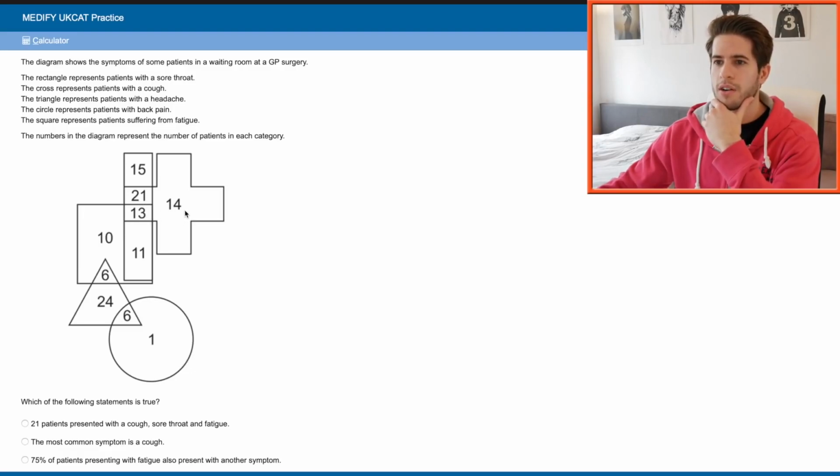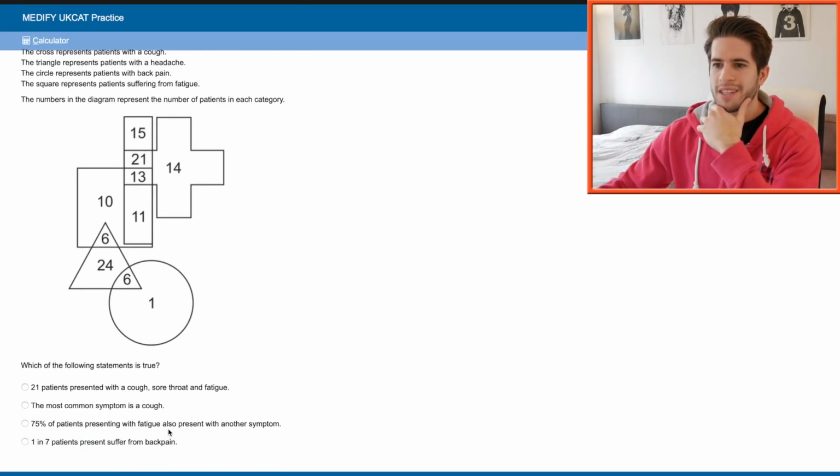So 48 people had a cough, which if I look at this, seems like it could be the highest, but the rectangle has a lot too. So let me count the rectangle. 21, 32, 45, and the rectangle already has more. So I know that that's incorrect as well.